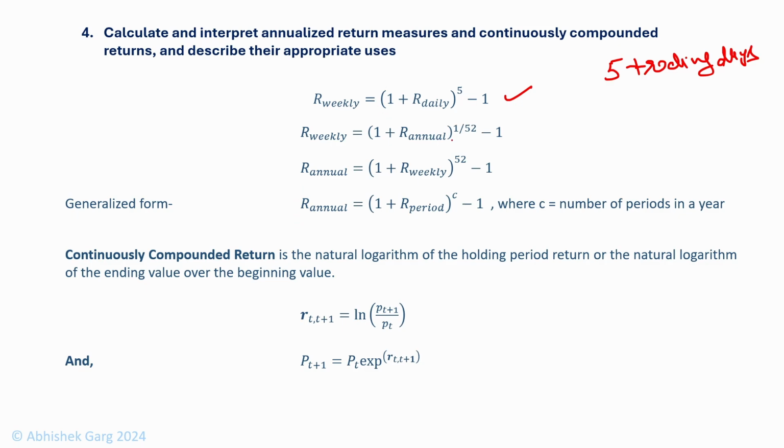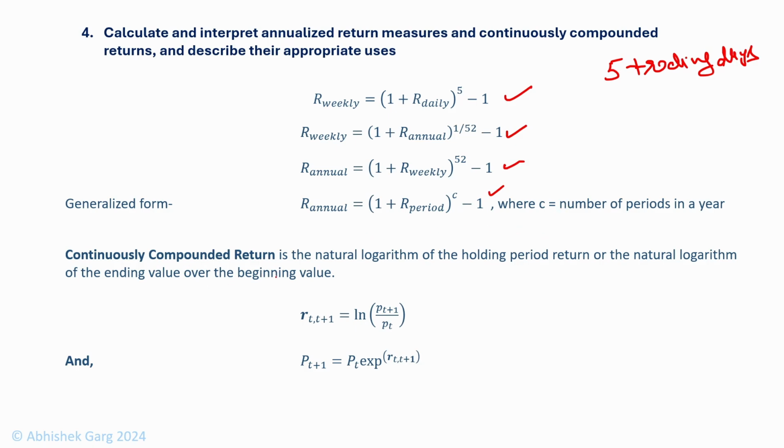And if you have got an annual rate of return and you want to calculate the weekly rate of return, you can calculate it this way, because there are 52 weeks in a year. So these are the different versions of the same formula. This is the generalized form. Annual rate of return is equal to 1 plus periodic rate of return raised to power c, minus 1, where c is the number of periods in a year.